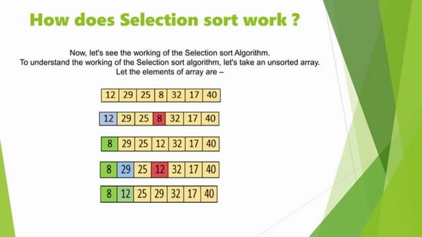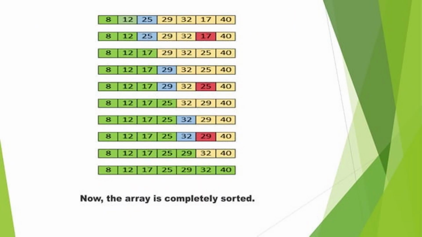Now let us continue the process. It is in the next slide. Now find the smallest element in the remaining part from index 2 onwards. The smallest element is 17. Swap 17 with 25. The resultant array will be 8, 12, 17, 29, 32, 25 and 40.